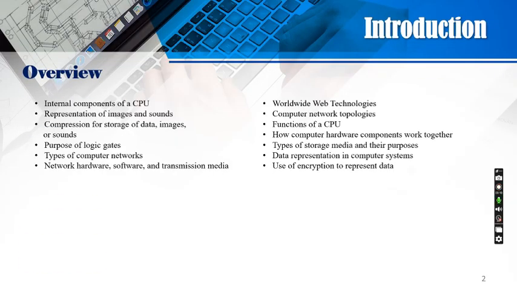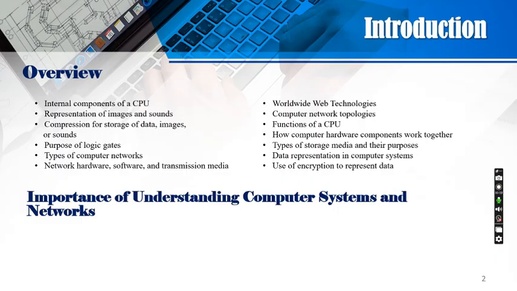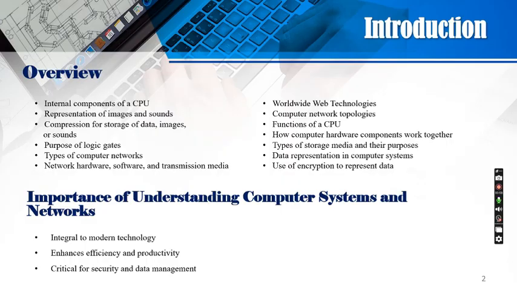Introduction. Here is the overview: internal components of a CPU, representation of images and sounds, compression for storage of data, images or sounds, purpose of logic gates, types of computer networks, network hardware, software, and transmission media, World Wide Web technologies, computer network topologies, functions of a CPU, how computer hardware components work together, types of storage media and their purposes, data representation in computer systems, use of encryption to represent data, and importance of understanding computer systems and networks: integration into modern technology, enhances efficiency and productivity, critical for security and data management.